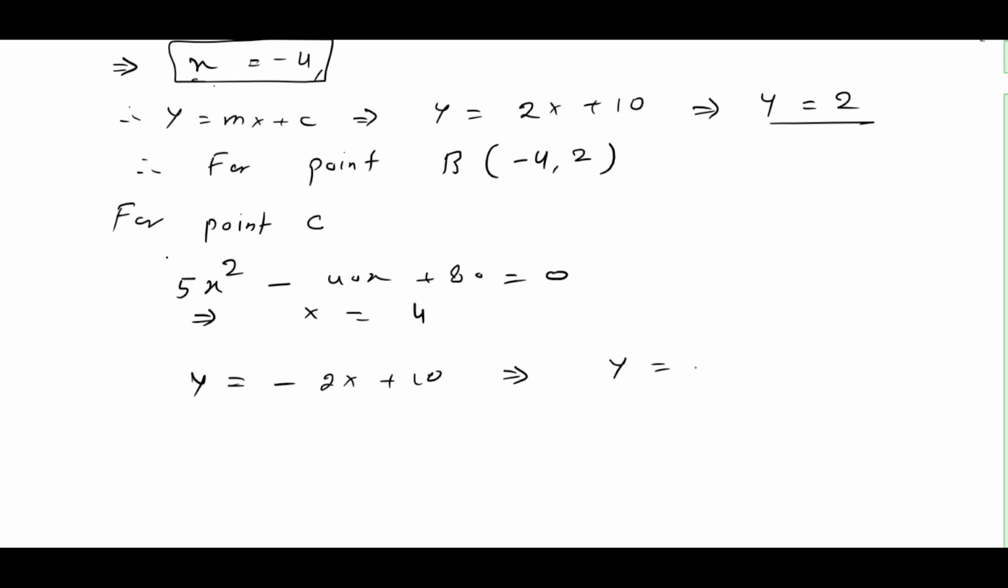It is -8 plus 10, which is equal to 2. So for point C, the coordinate is going to be 4, 2. So I have the coordinate of point B as -4, 2, and the coordinate of point C as 4, 2. Done.